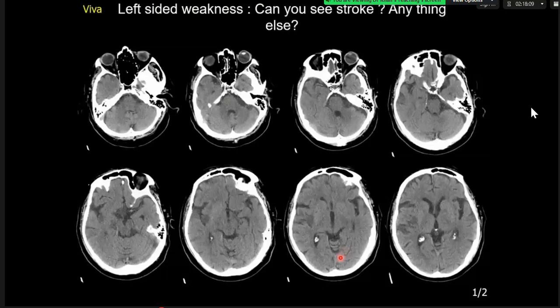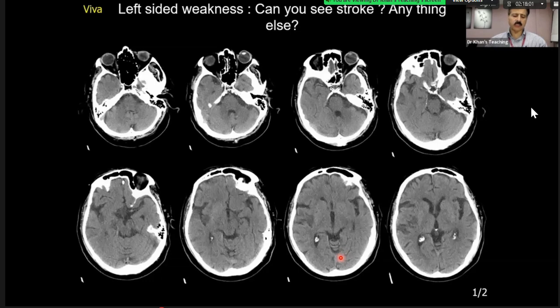Okay, candidate 2. This case presented with acute infarction, and the acute infarction is visible here in the insula, right? Now, anything around the brainstem, just concentrate on this sequence, this sequence, this sequence, this sequence, and this sequence. My question is, any extra axial lesion?